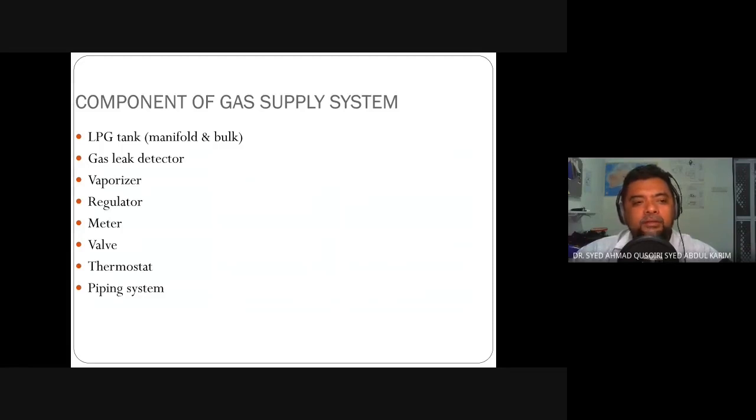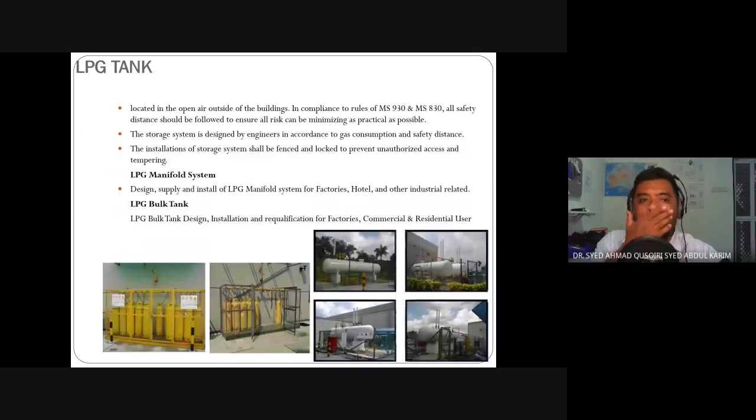All right. Next, the components of a gas supply system. Okay, we will look at them one by one. First of all is the tank itself. It is normally located outside the building. Due to rules and regulations, all safety distances should be followed to ensure all risk is minimized as far as practical.